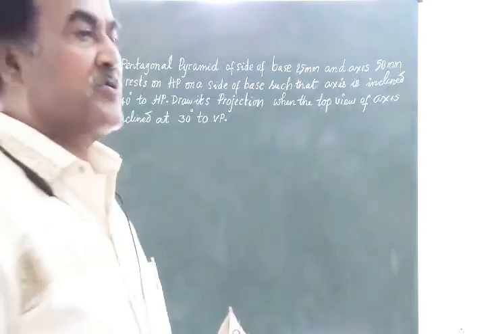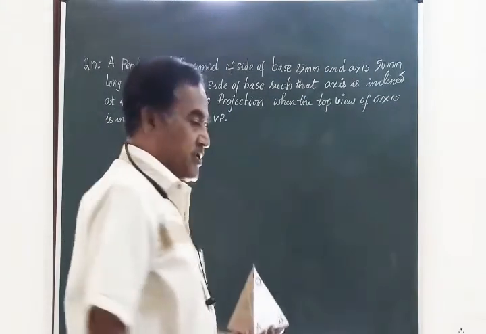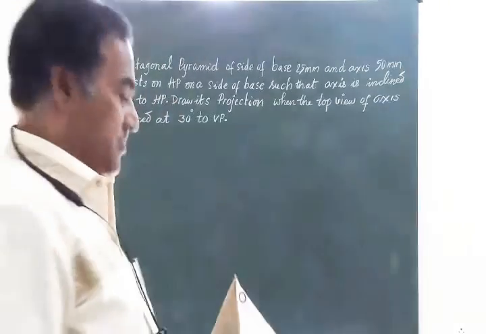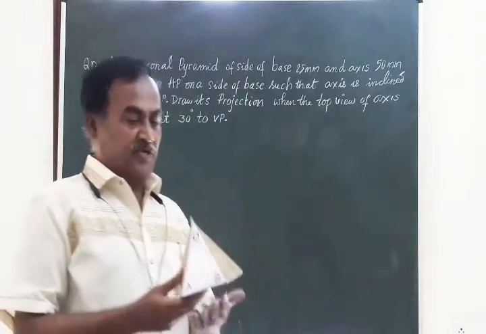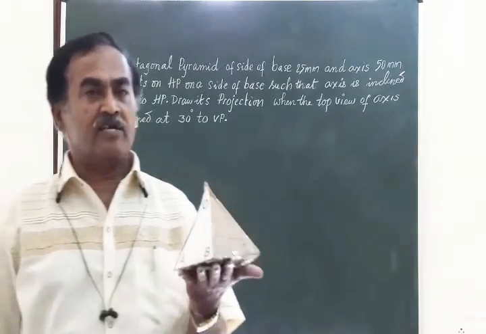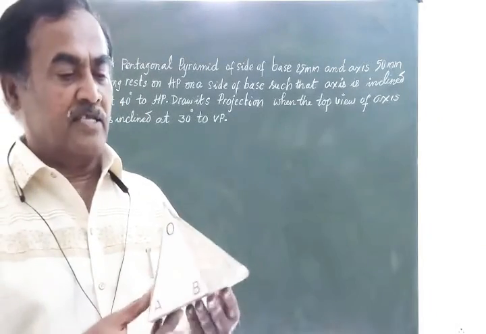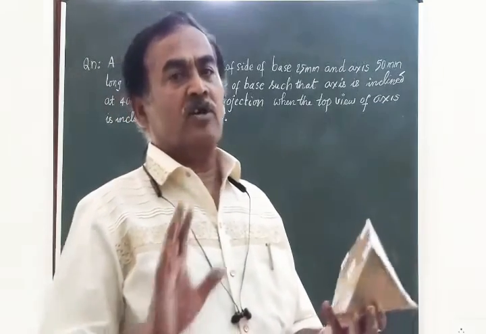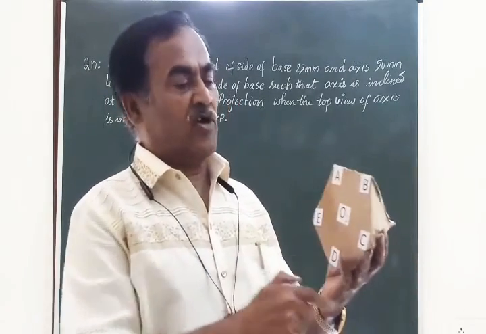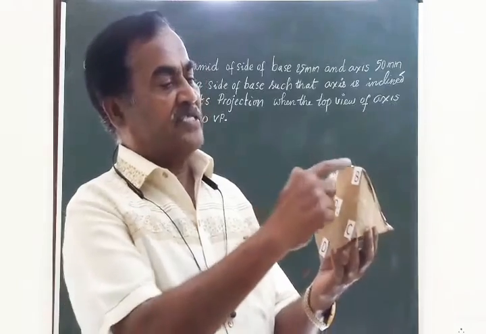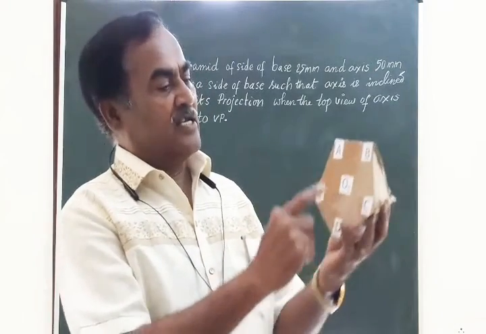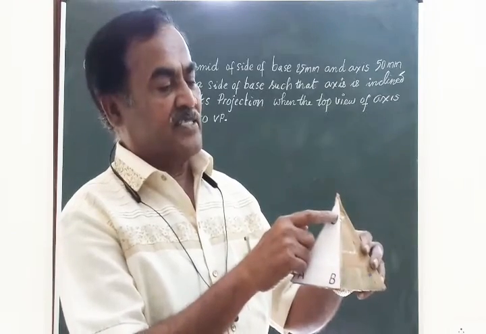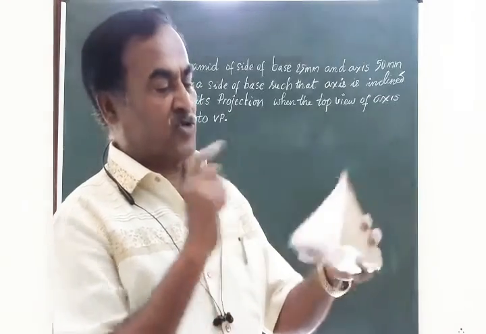I welcome you all to the session on the projection of pentagonal pyramids. Before I take up the actual problem on this pentagonal pyramid, let me show you the model of a pentagonal pyramid and explain the nomenclature of the same. As the name indicates, a pentagonal pyramid will have a pentagonal face, that is 5 sides and 5 corners. The center of these is marked as O1, and O represents the apex of the solid.